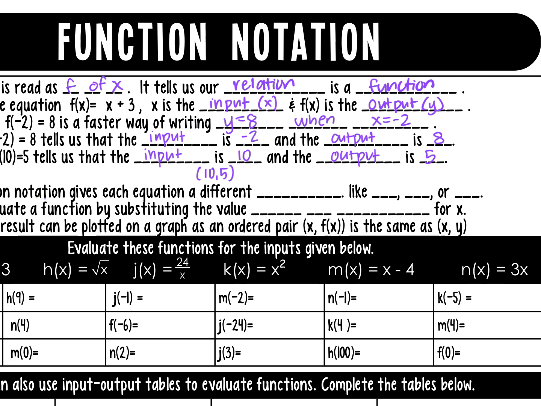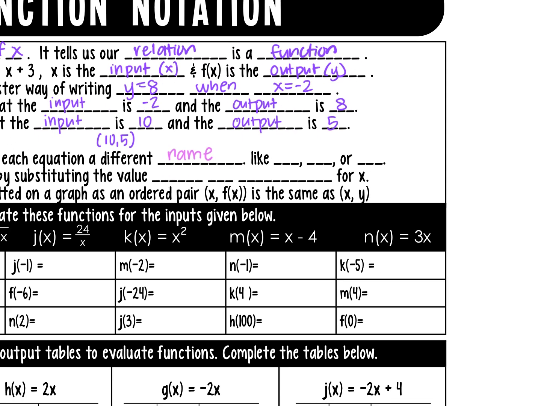Now, just like when we are naming people in our class, we say this student. If we're talking about a lot of different functions, function notation gives each equation a different name. So instead of saying this student, that student, the one over there, we could say f of x, g of x, or h of x when we're talking about lots of different equations.